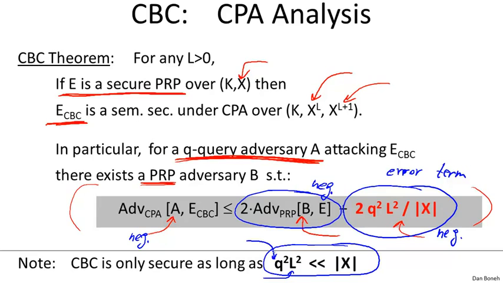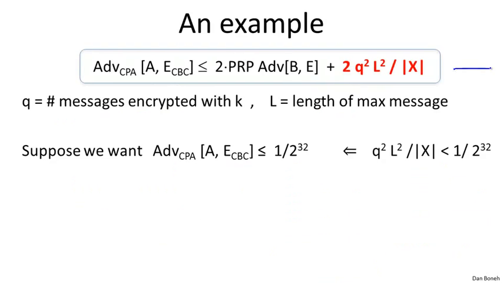Okay, so let's see what this means in the real world. Here I rewrote the error bounds from the theorem. Just to remind you, Q is the number of messages encrypted with K, and L is the length of the messages. Suppose we want the adversary's advantage to be less than 1 over 2 to the 32.